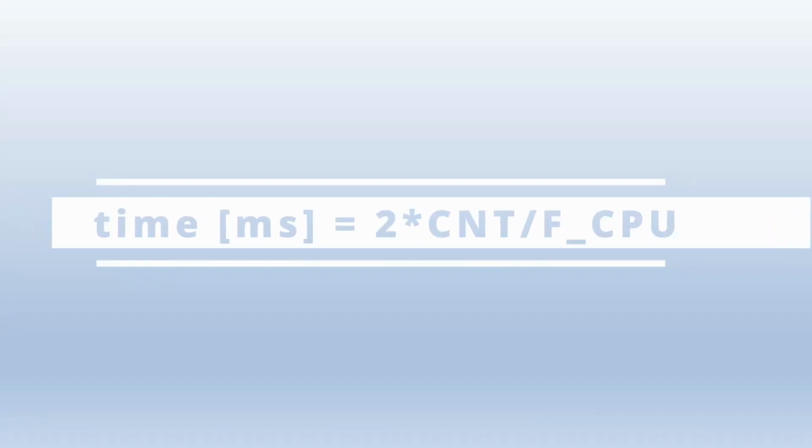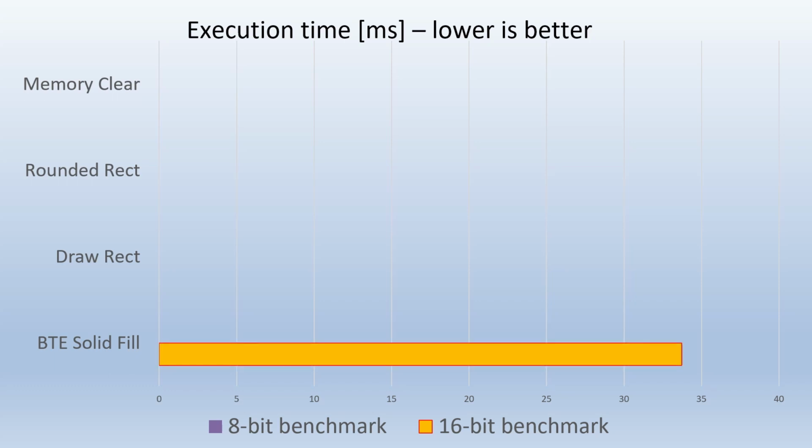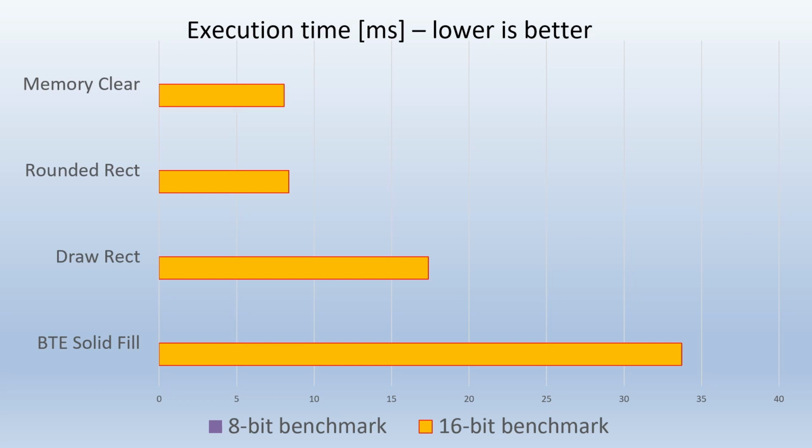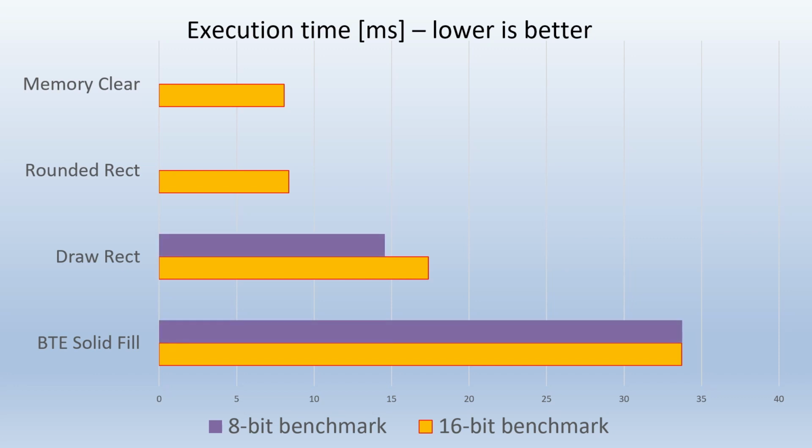Let's take a look at the following chart. As you can see, the slowest is the BTE solid fill function. The draw rectangle function is indeed about twice as slow compared to the square of circle corner function. However, the fastest function seems to be the memory clear function. Still, the difference between the last two functions can be neglected, as the execution time difference is really small. Very similar results can be observed in 8-bit color mode. The execution time of the BTE solid fill function is exactly the same as it is in 16-bit color mode. However, the other functions seem to be executed a little bit faster.